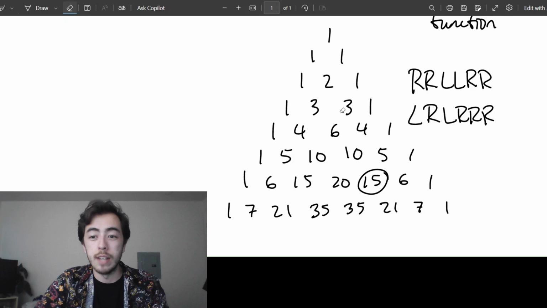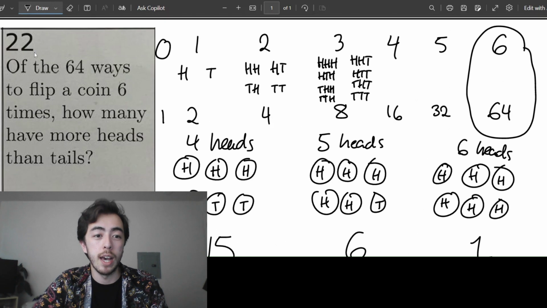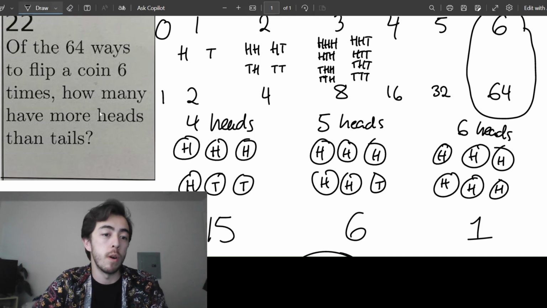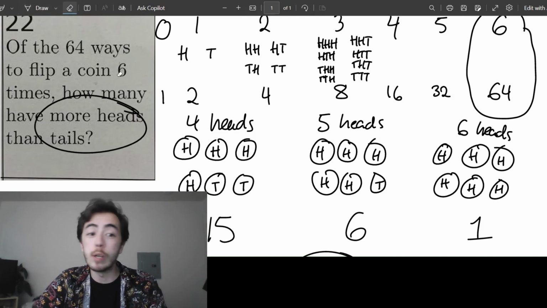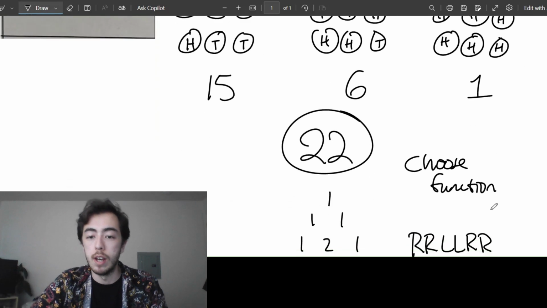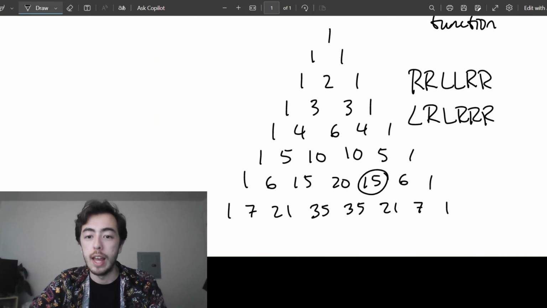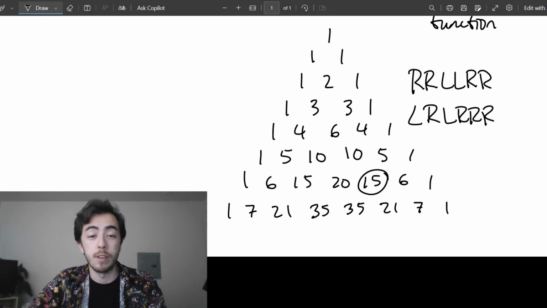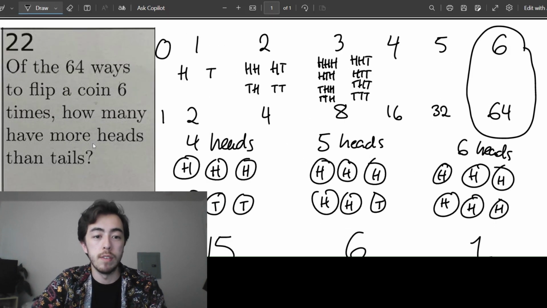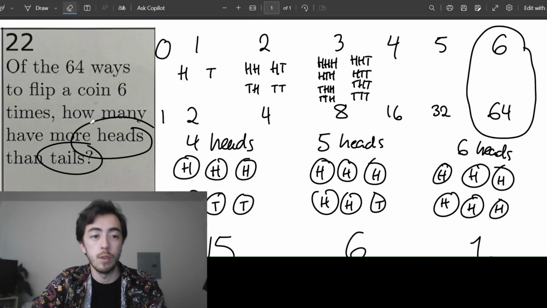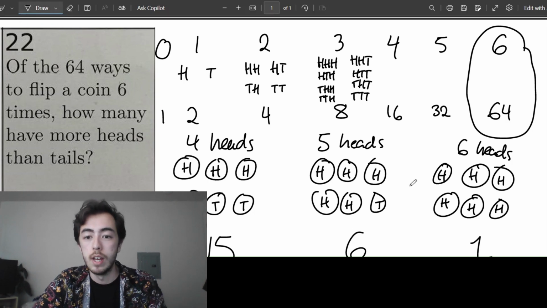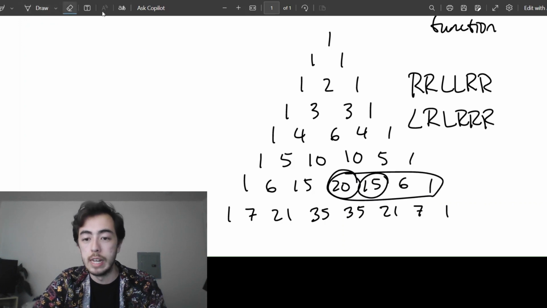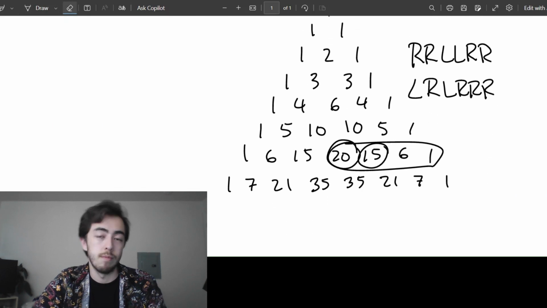So if we were asked a different question today, maybe we had 7 coins or 8 coins. Maybe we wanted to know how many have equal heads or more. Then we could just use Pascal's triangle and just figure out more numbers in the triangle. Like for example, if the question said, how many have the same amount of heads as tails or more heads, all I'd really have to do is include this 20 right here within my sum. So instead of getting 22 for today, I would have gotten 42 instead.